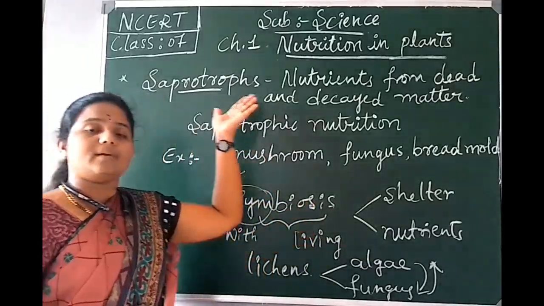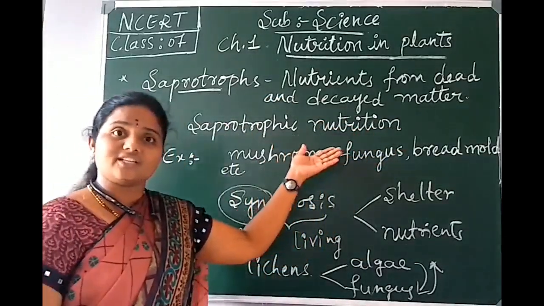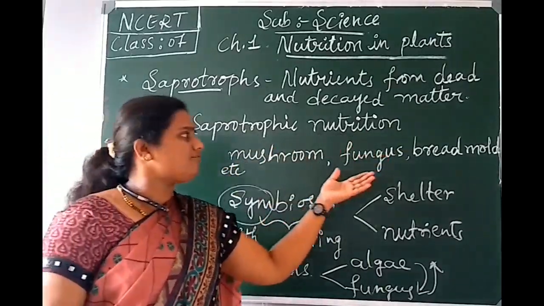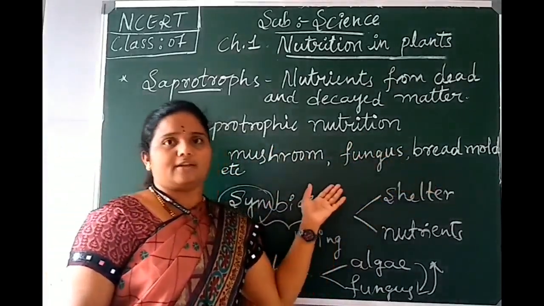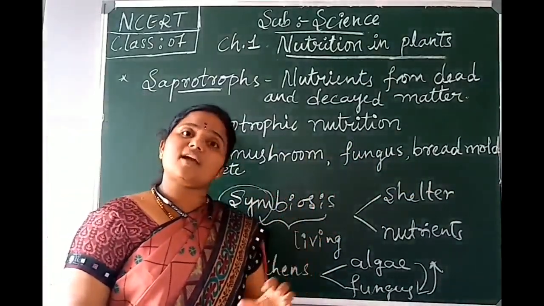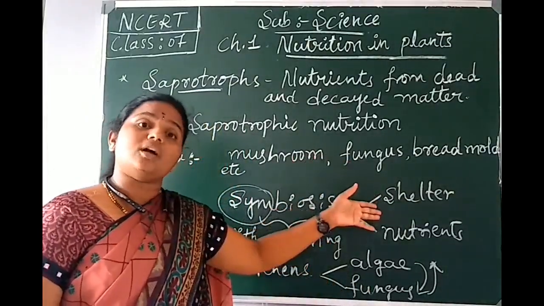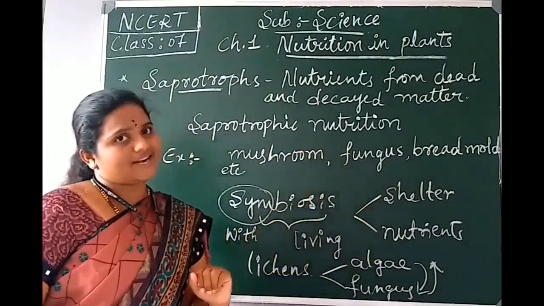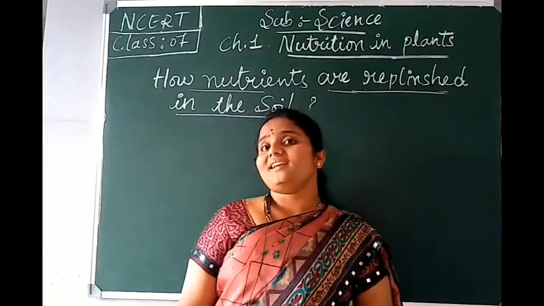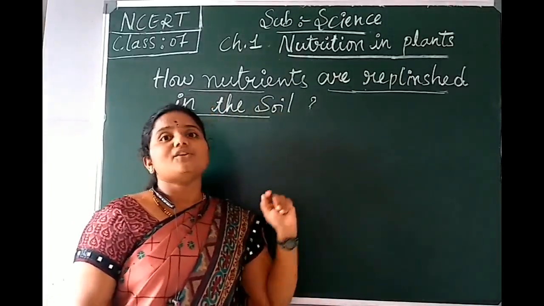Saprotroph means obtaining nutrients from dead and decayed matter, and the mode of nutrition is called saprotrophic nutrition. Example, mushrooms, fungus, bread mold we can give here. Then symbiosis means both the group of organisms are going to benefit. That is, they'll share both shelter and nutrients. Example, lichens. Isn't it?